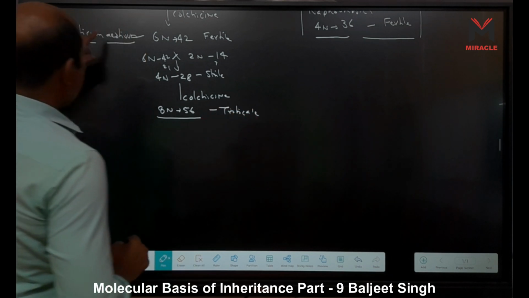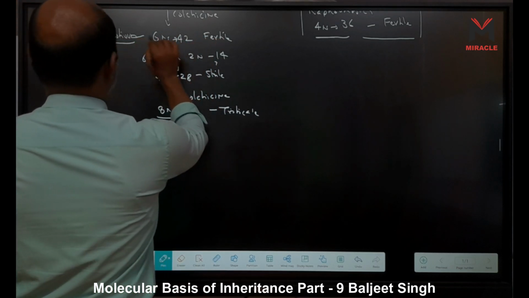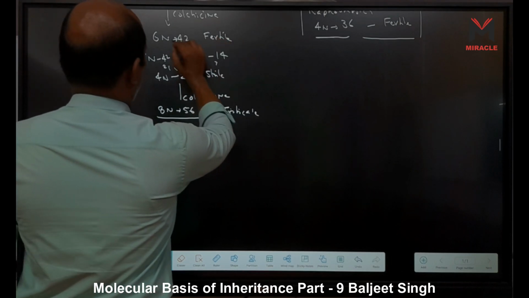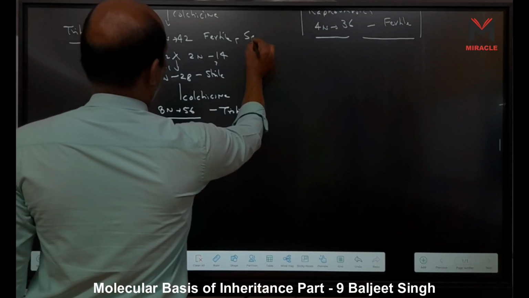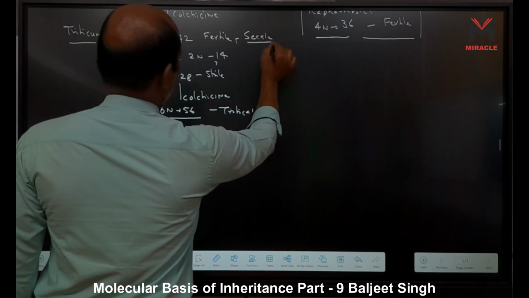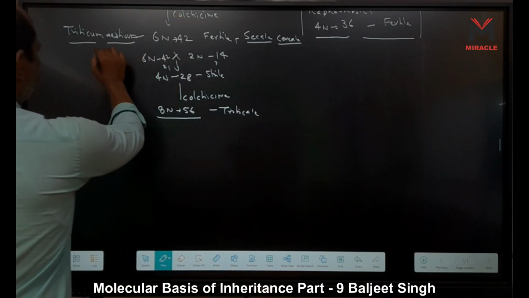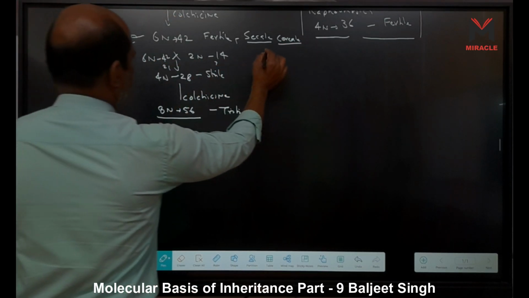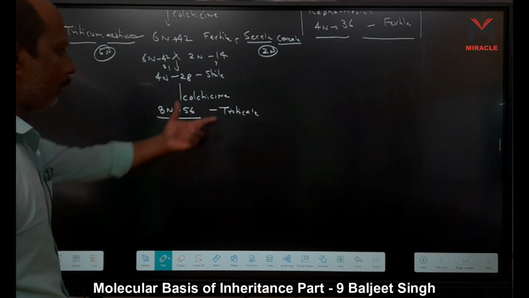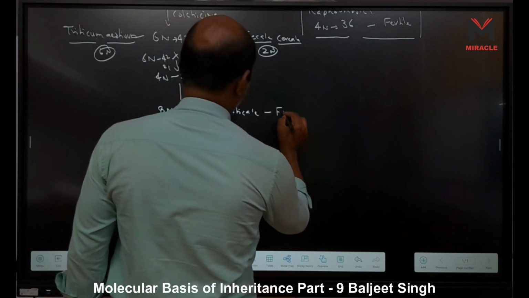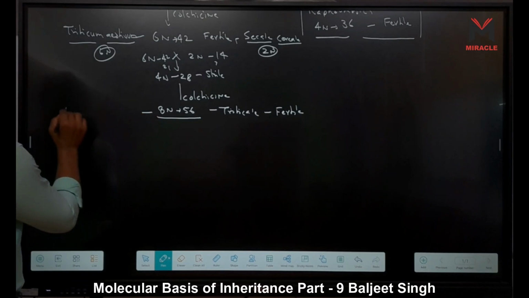It is also critical because Triticum aestivum, 6n, is crossed with Secale cereale, which is 2n, right? So this one is 6n and this one is 2n. When we cross, we get the triticale and this one is fertile. Now you understand here 8n. 8n means what? It is octoploidy.